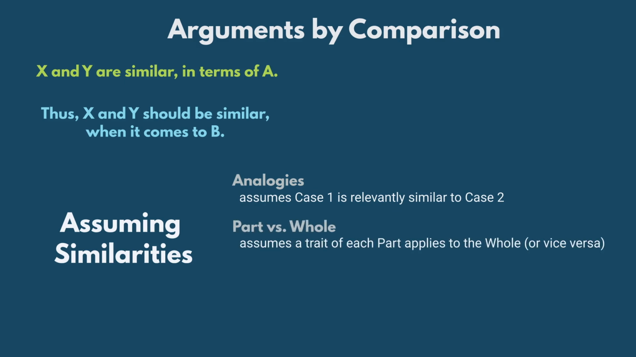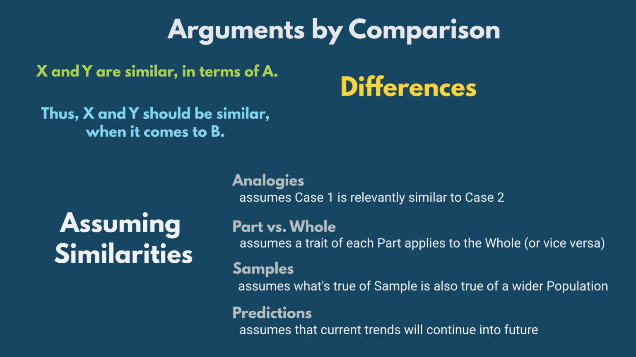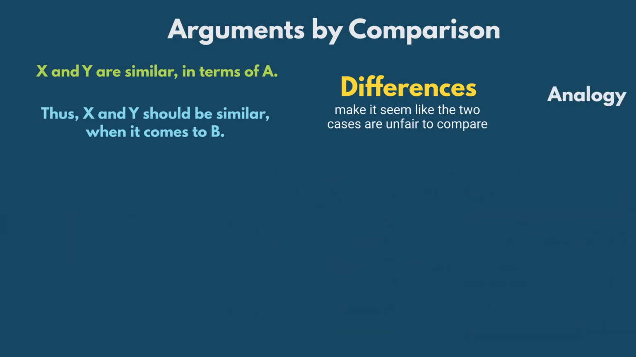Analogies we've discussed, part versus whole is a famous flaw that assumes whatever trait belongs to the part would apply to the whole or vice versa. Another famous flaw is sampling, where you assume that whatever's true of the sample population would be true of a wider population. Then there are arguments where you're making a prediction and you're usually assuming that some current trend you're looking at will continue into the future. Our objections to the argument will basically be pointing out ways in which two things are different because we're trying to break the analogy the author is relying on.